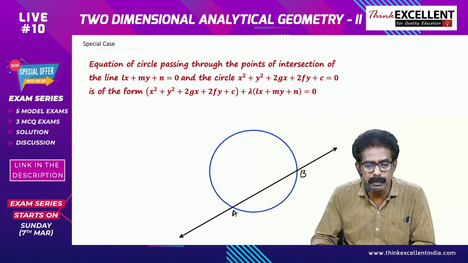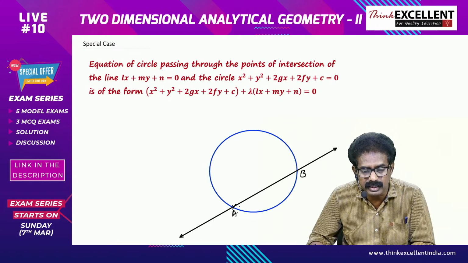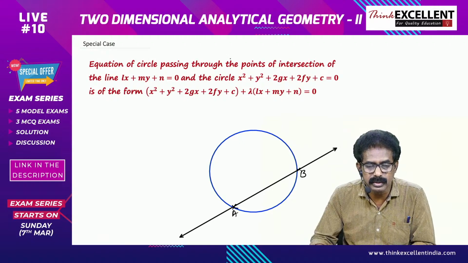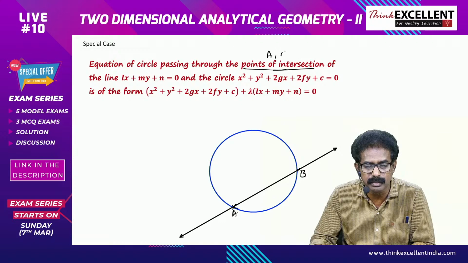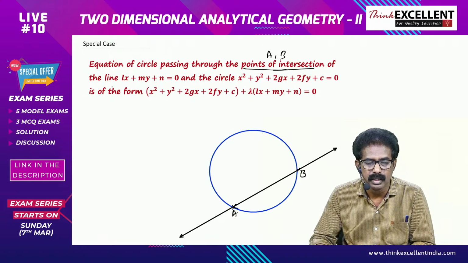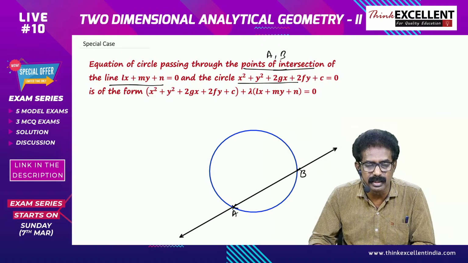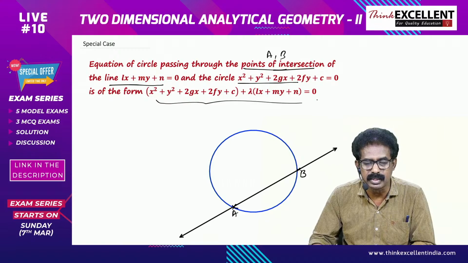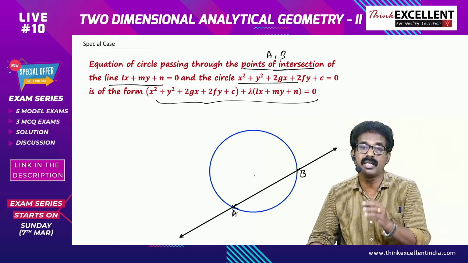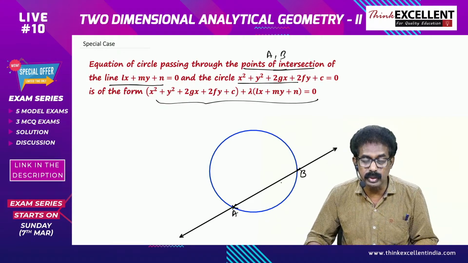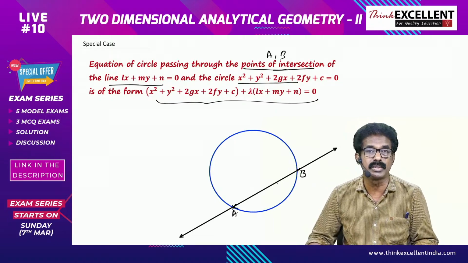Equation of circle passing through the points of intersection A and B. The equation of the circle passing through A and B, the points of intersection of the line and the circle, is of this form. Now they will ask: find the equation of the circle passing through A and B.